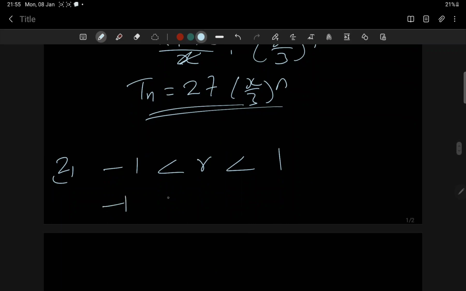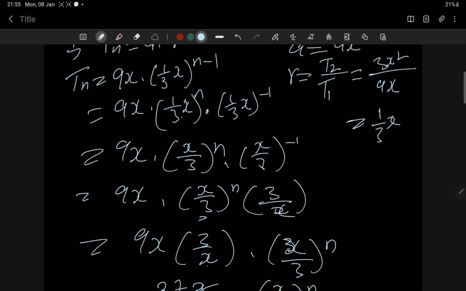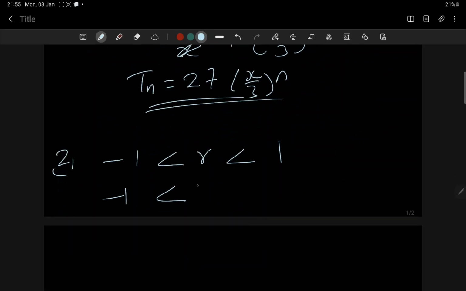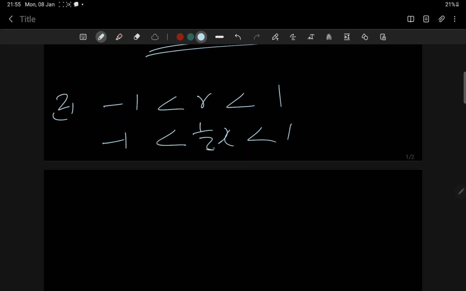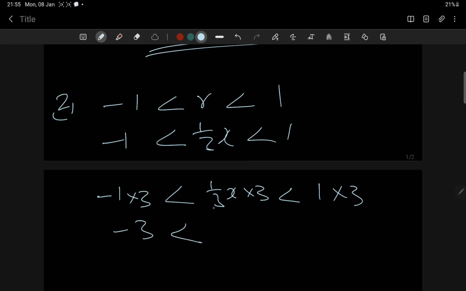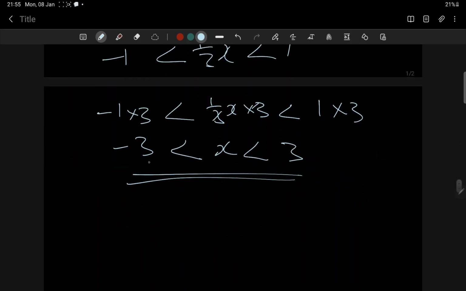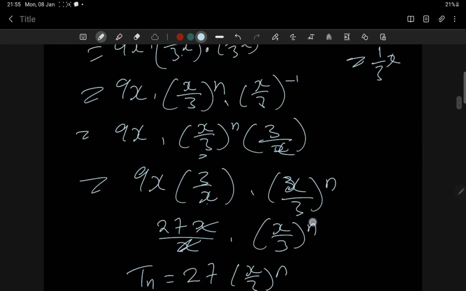So let's see, what is our value of r? 1 over 3x. So -1 is less than x over 3, which is less than 1. Let's multiply everything by 3. -1 multiplied by 3 is -3, the middle term also multiplied by 3, cancel, you're left with x, and 1 multiplied by 3 is 3. Between -3 and +3, that is when the series will converge.